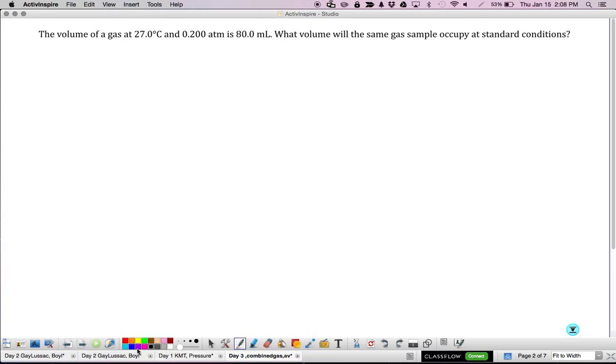So while I'm looking through here, I'll notice that there's rather a lot of stuff going on, okay? The volume of a gas at 27 degrees and 0.200 atmospheres is 80 milliliters. What volume will the same gas sample occupy at standard conditions? All right, well, here's my initial temperature. Here's my initial pressure, and here is my initial volume. Okay, volume's what I'm trying to find. Volume 2 is what I'm trying to find. Under standard conditions, so this is standard temperature and pressure, which means that this is P2 and T2.